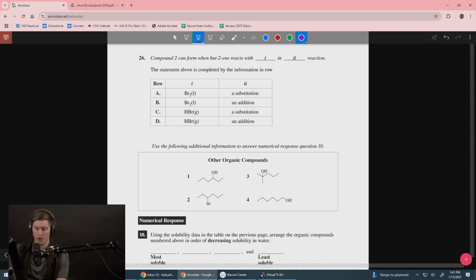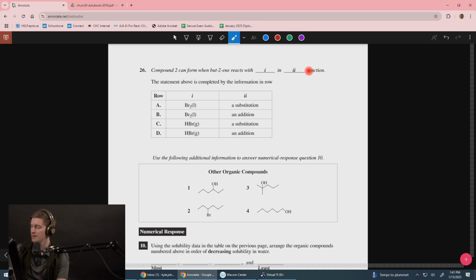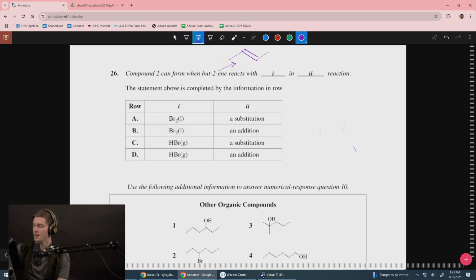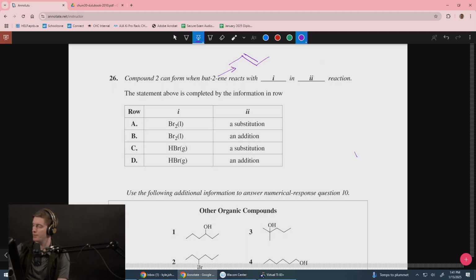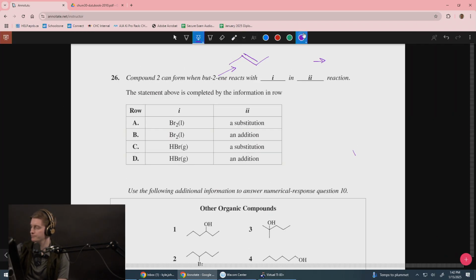Compound 2 can form when but-2-ene reacts with blank in blank type of reaction. All right, so first let's draw but-2-ene. But-2-ene is an alkene with a double bond that starts on carbon 2. Here's our but-2-ene here. And compound 2, let's also draw what compound 2 looks like. We can go back and take a look at it. Compound 2 is this one here, 2-bromobutane, which will have our bromine attached right here.